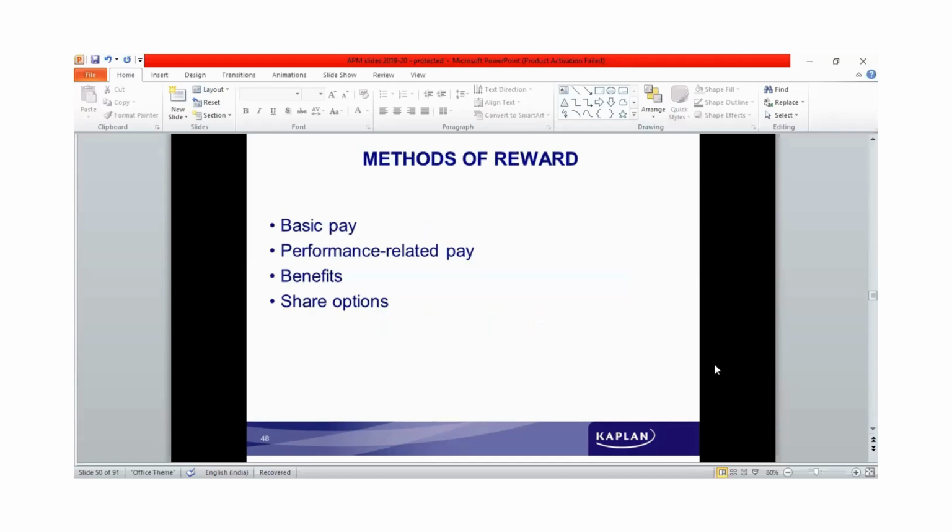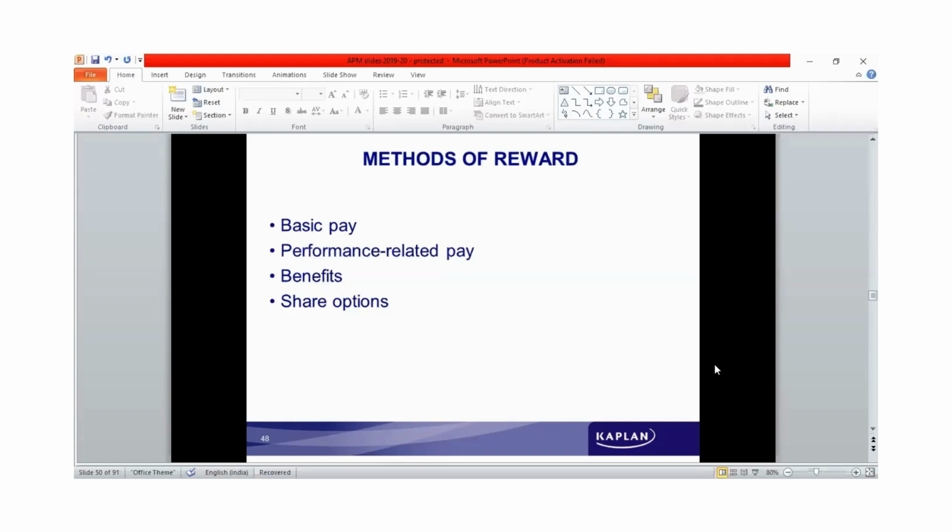What are the methods of reward? When we understand that, we have to understand there are four different types of rewards. One is a fixed component. They would be paid a fixed salary, a fixed pay, a basic pay. So irrespective of whatever the situation is, they are entitled to that particular fixed pay. Another pay is connected to their performance, so performance related pay. As they achieve the targets or tasks given to them, they are entitled to this performance related pay. Apart from that, they can also be provided with certain benefits.